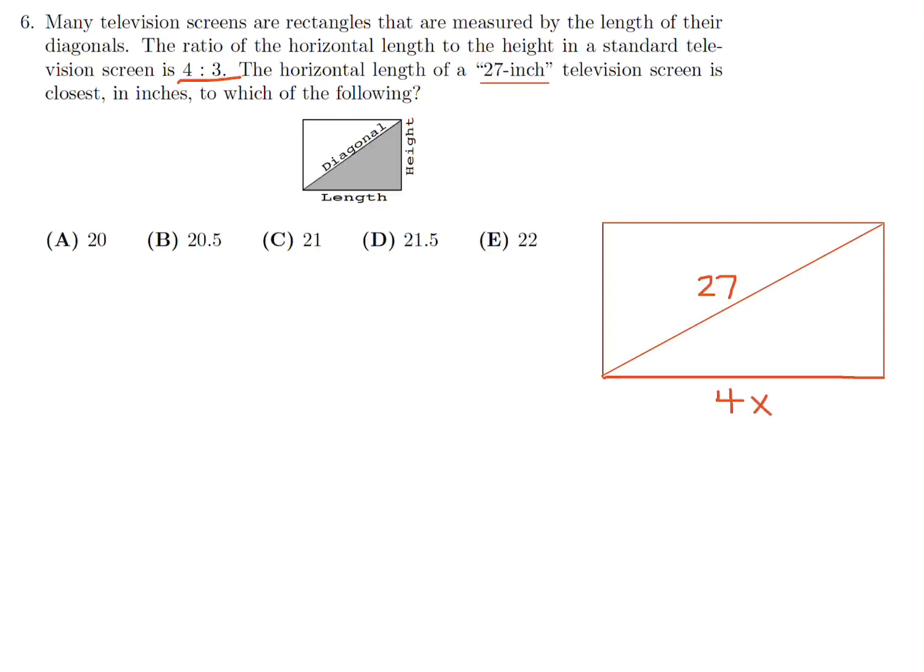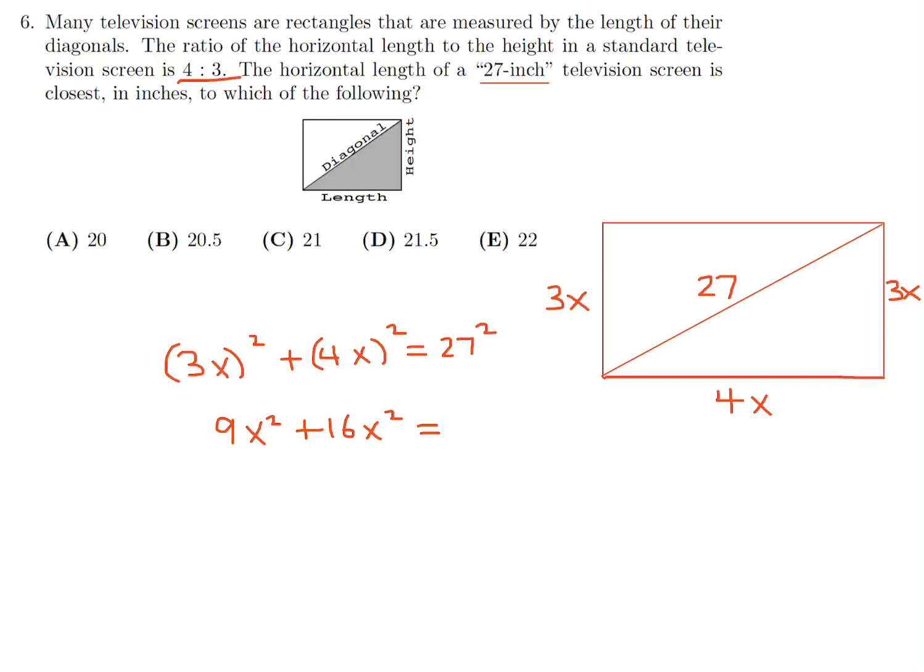So if this is 4x, this is 3x. And this is 3x, obviously. It's a rectangle. And you can just solve for x and figure out 4x. So use Pythagoras. 3x squared plus 4x squared is equal to 27 squared. So this looks like 9x squared plus 16x squared is equal to 729. And this is 25x squared is equal to 729. And therefore x squared is equal to 729 divided by 25.